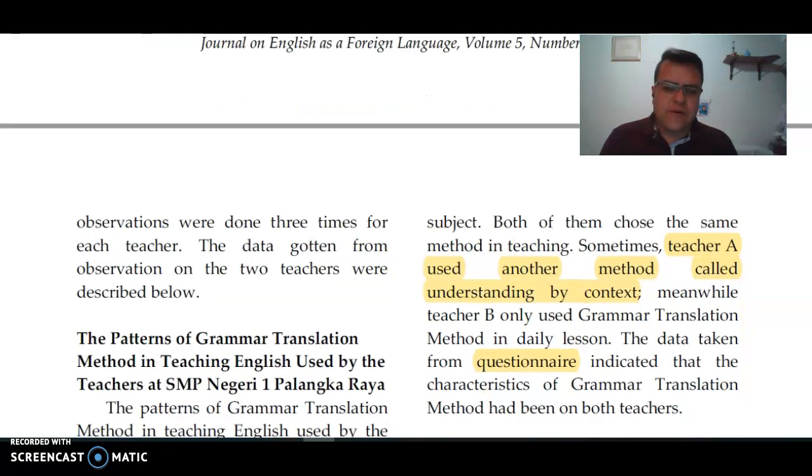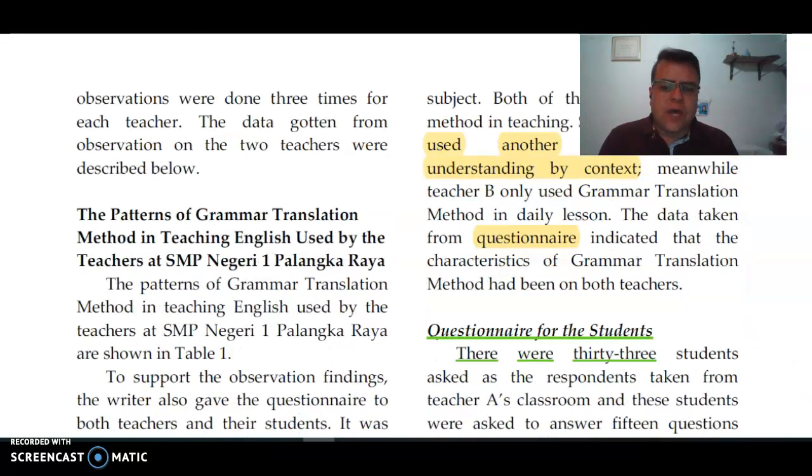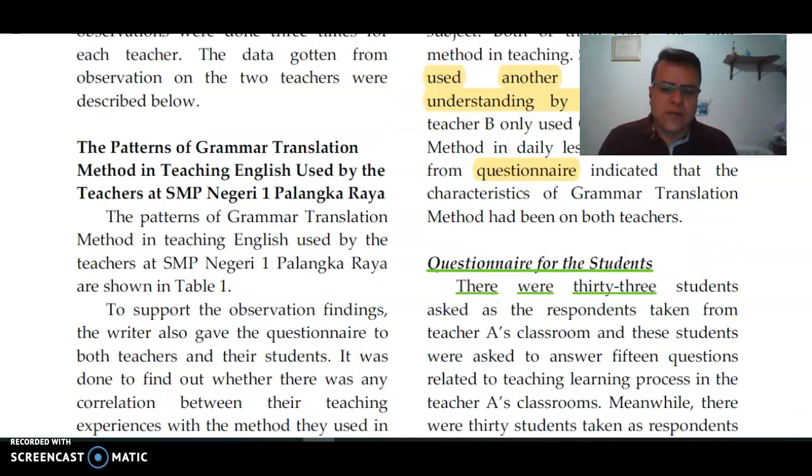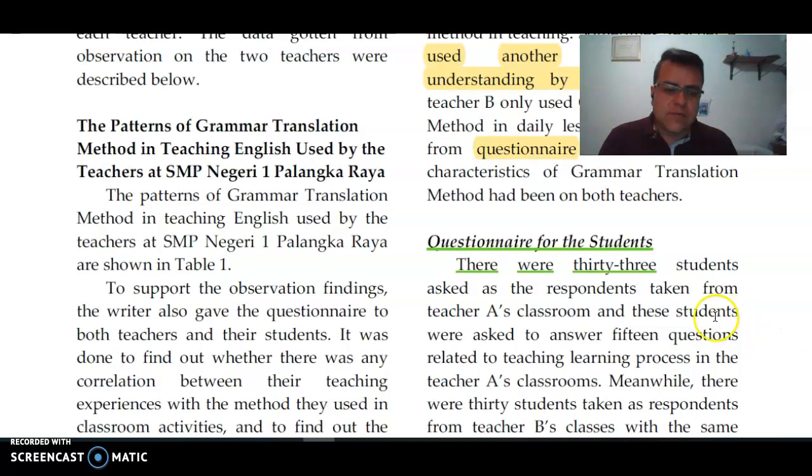Continuing reading, we find, for example, how the teacher A used a method called understanding by context. The word understanding is a word used very often in qualitative research. Questionnaires, again, are used in qualitative research. This study, for example, was applied to 33 students.